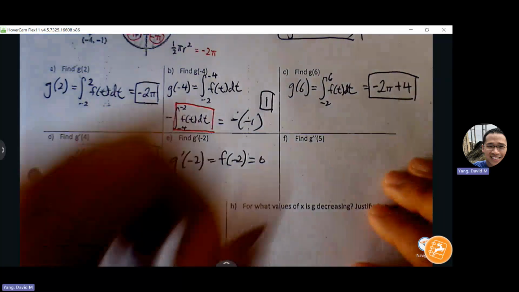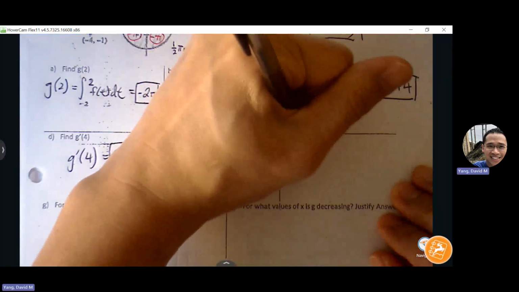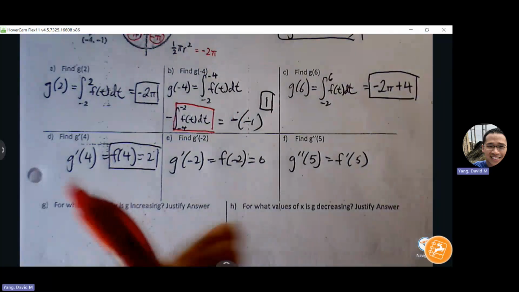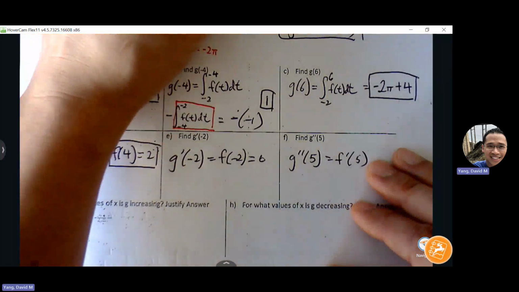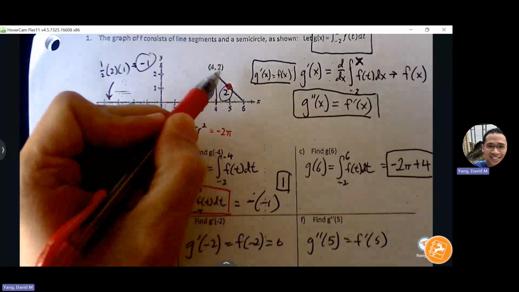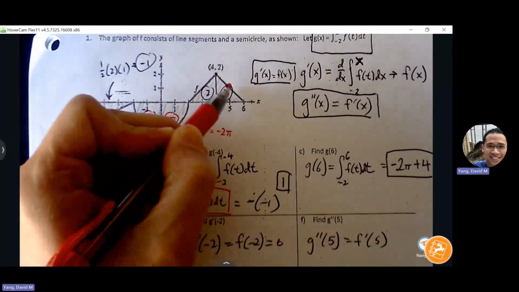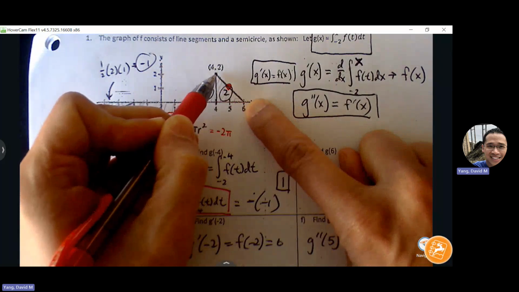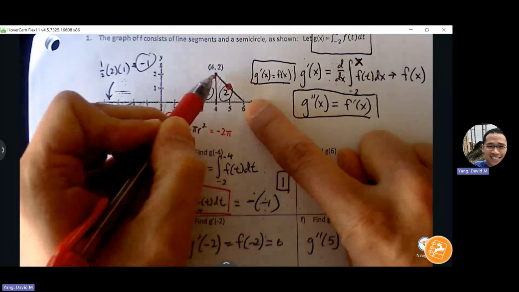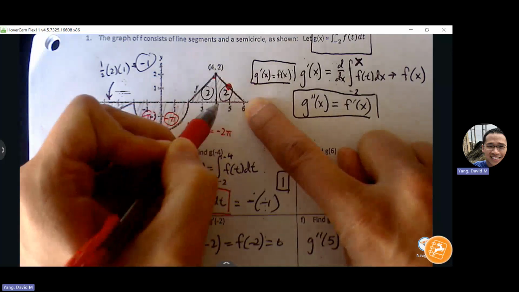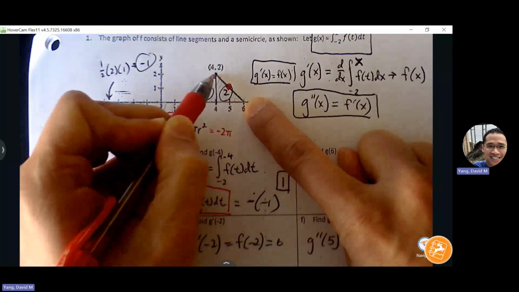G double prime of 5. G double prime of 5 is defined as f prime of 5. And f prime of 5 is asking for the what at that point? Slope. So if I can find the slope of this line segment, I know the slope of that point. So I'll just pick 2 points that I can find easily and just do rise over run. I can do change in y over change in x, but I think it's easier just to count, right? Down 2 over 2. That's my slope. So what's my slope there? -2 divided by 2 is -1.